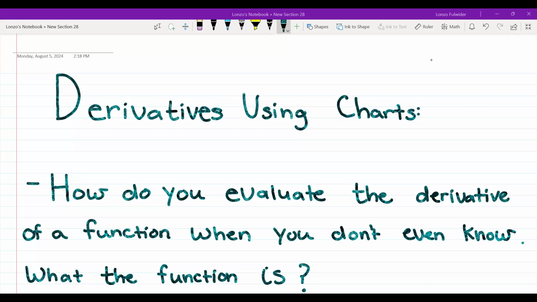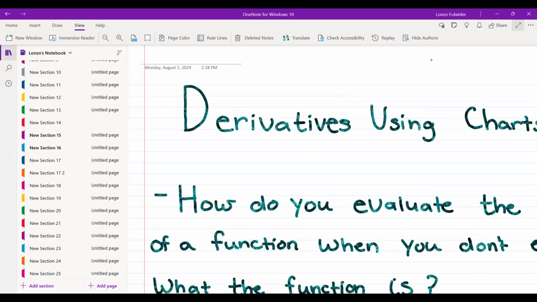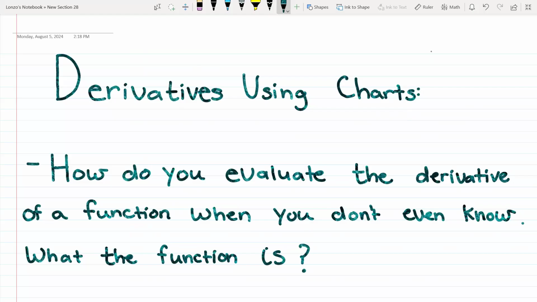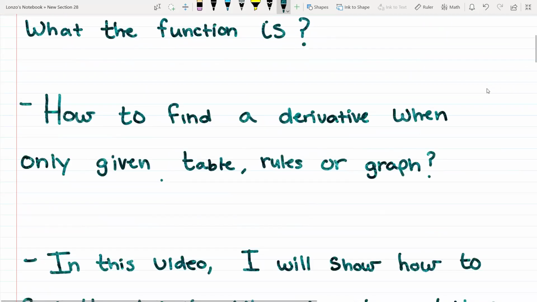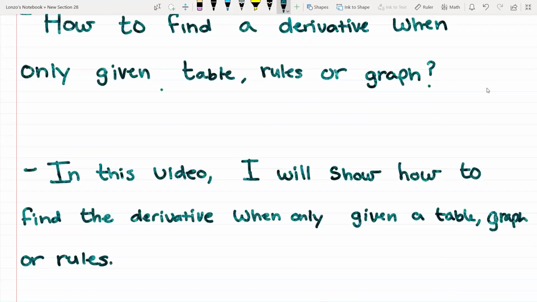Hello, in this video I will explain how to find the derivative when only given tables, charts, or graphs. Let's say they give you a chart and they want you to find the derivative. How do you evaluate the derivative of a function when you don't even know what the function is? In this video, I will show you how to find the derivative when only given a table, graph, or rules.